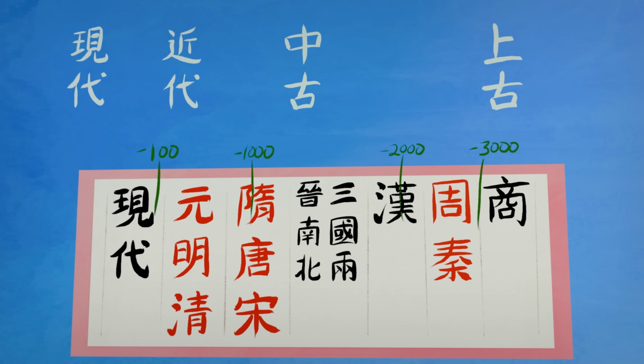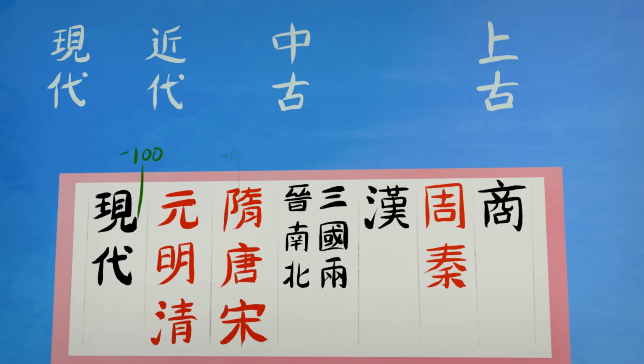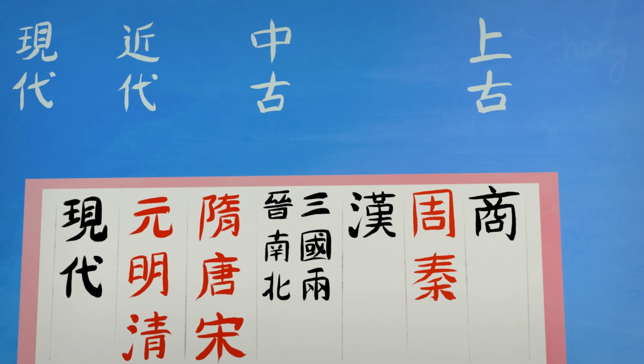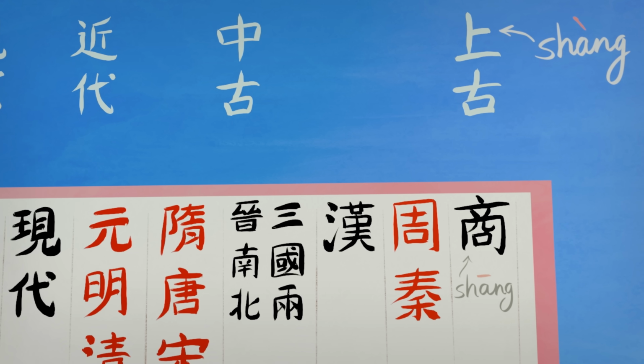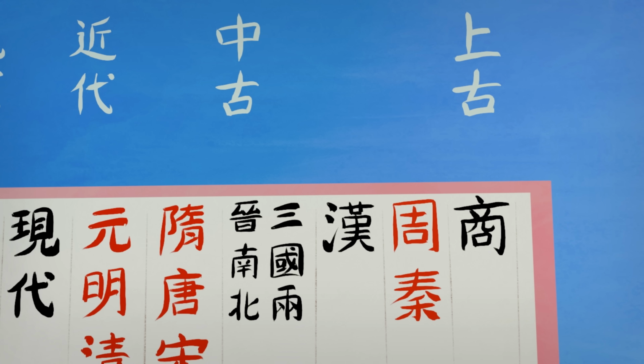Starting with the early writings. A little pun here, the earliest documented early, Shang, is the Shang, same phonemes, different tonemes, Shang.